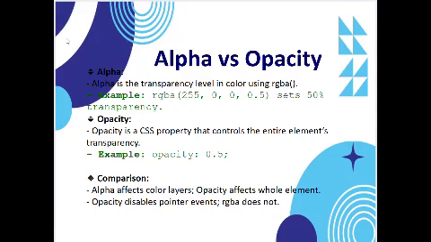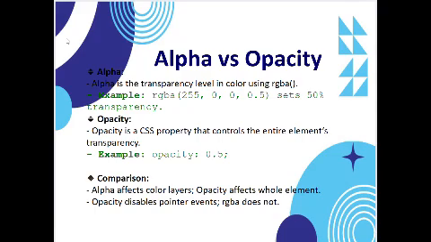Let's begin with something simple but essential: transparency. CSS gives us two main ways. One is alpha and the other one is opacity. Alpha is used with the RGBA color function, where A stands for alpha, the transparency level. For example, background-color: rgba(255, 0, 0, 0.5), which means the red color has its transparency set to 50%, which dims the brightness of that red color. On the other hand, opacity affects the whole element. So if you write opacity: 0.5, your entire box including text and border becomes 50% transparent.